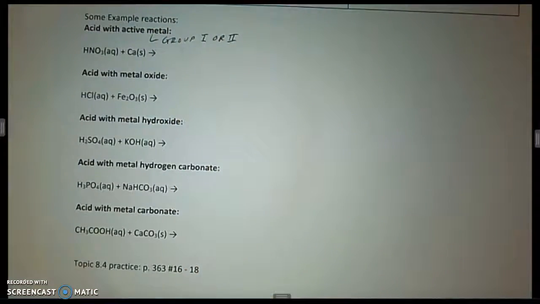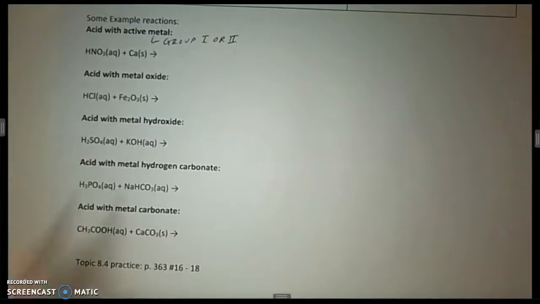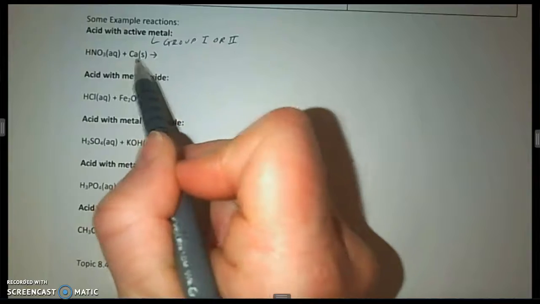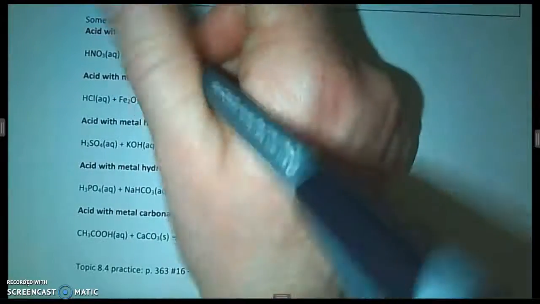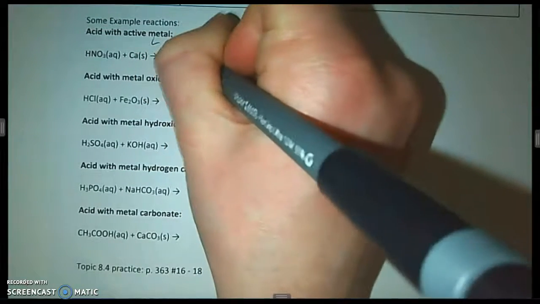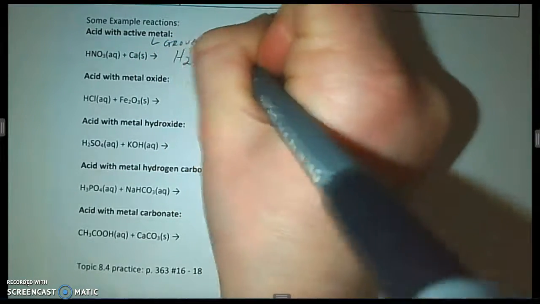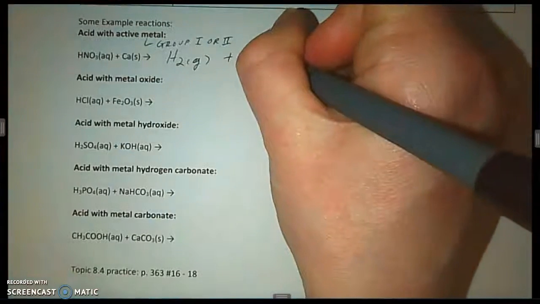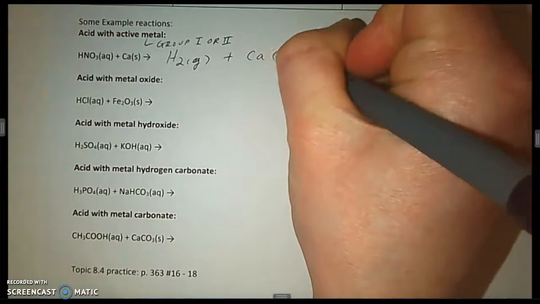Okay, so like the alkaline earth metals. Calcium in group 2 is an active metal. It would react with an acid to produce hydrogen gas, so it would definitely bubble. And it's also going to make a salt with the conjugate base of that acid. So we would make calcium nitrate in this case.